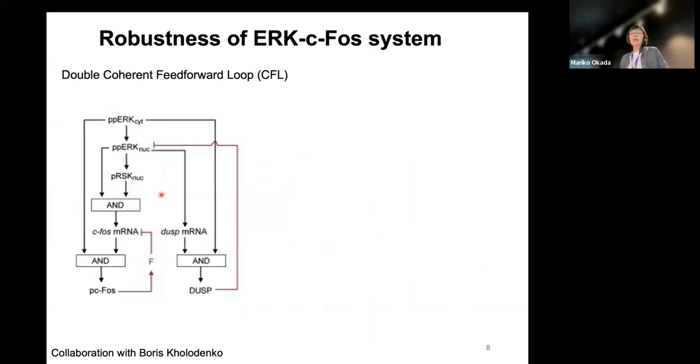So the network, which looked very complicated, can be explained by this simple network. It tells us it is like a double coherent feed-forward loop, naming the inner and outer loop. And in addition to the coherent feed-forward loop, we have an AND gate, C-FOS and also DISP, and also the negative feedback regulator from the activated C-FOS to the C-FOS expression.